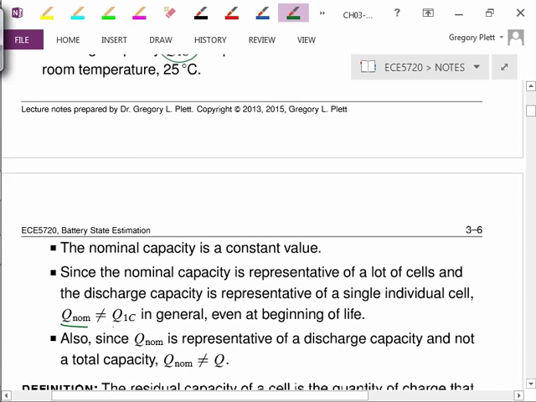So Q_nom is not equal to Q_1C, even at the beginning of life, and it's certainly not equal to Q either. It's like saying that a statistic cannot represent an individual. If you've taken a statistics course, and hopefully you have, you would understand what we mean by that.